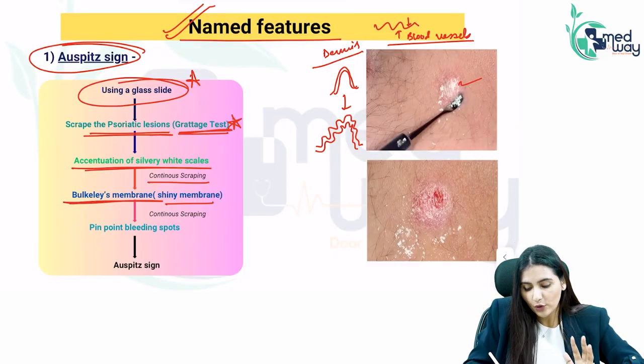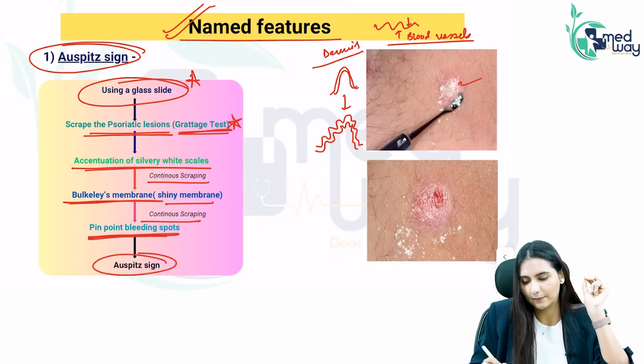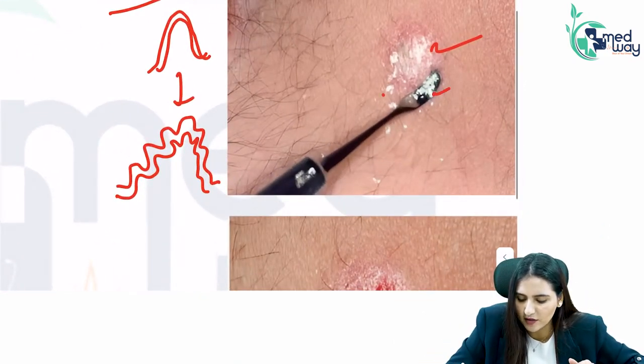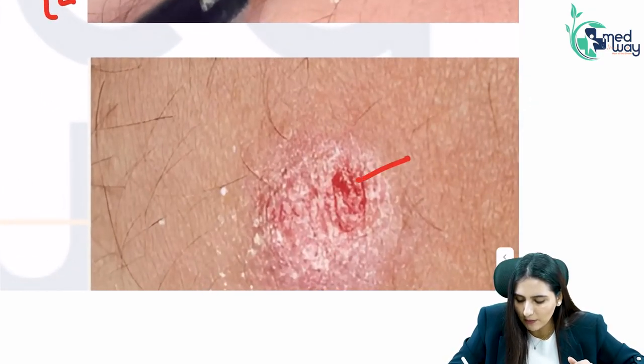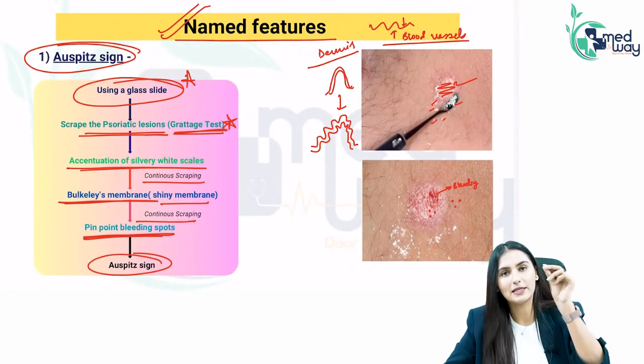You still don't stop. You keep scraping. You will have pinpoint bleeding. That pinpoint bleeding is called Auspitz sign. So you were scraping over here, you saw a lot of silvery scales come out, and there was a shiny membrane left behind on the lesion. If you kept scraping, you see bleeding over here. You will have pinpoint bleeding like this. So that is called your Auspitz sign.